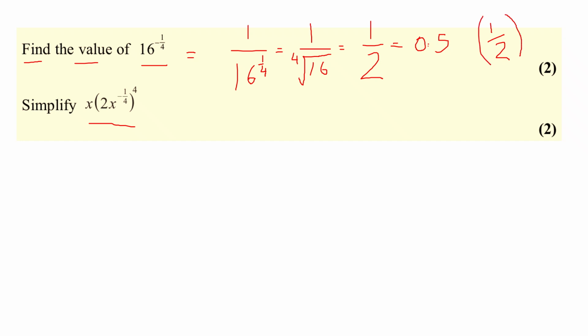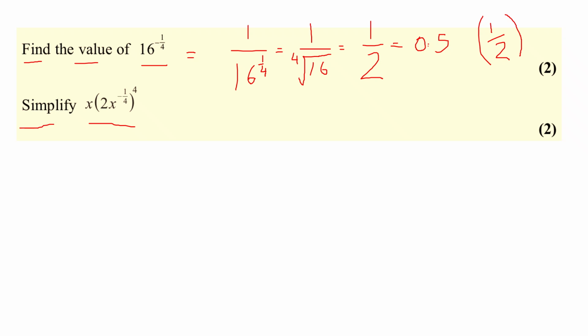So the negative power makes it 1 over, and that power of a quarter means I do the fourth root. Power of a half means I do the square root. Power of a third means I do the cube root, or the cubic root, or the third root. Power of a quarter is the fourth root. Power of a fifth is the fifth root. Power of a sixth is the sixth root, and you get the idea. Power of a seventh is the seventh root, and so on and so forth.